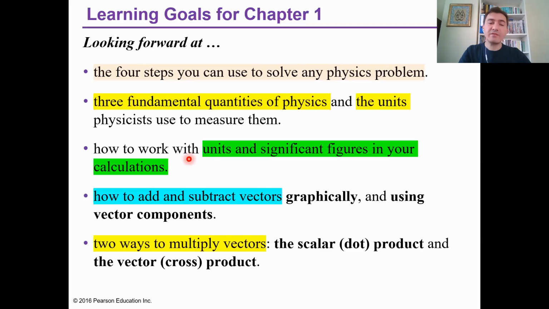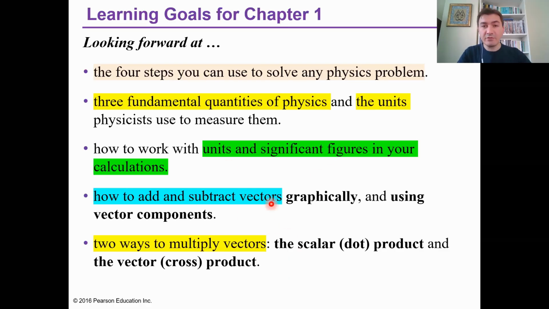In addition to that, we will see how to work with units and significant figures in our calculations, and we will see how to add and subtract vectors graphically and by using vector components. There are 2 methods. During that lecture, we will finish graphically vector adding and subtraction, but vector components will be discussed on Thursday, I think. In addition to that, we will see within that chapter, there are 2 ways to multiply vectors: the scalar or dot product and the vector or cross product. Okay, we will discuss all these things within that chapter.